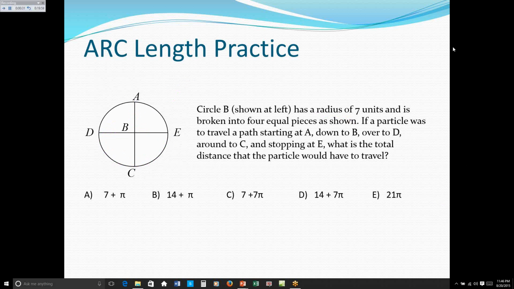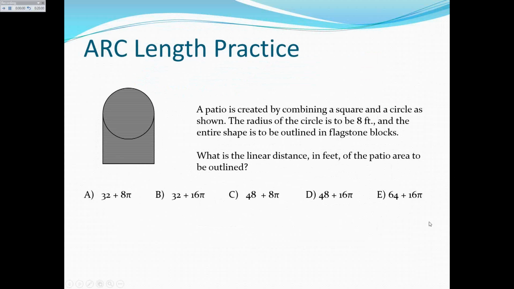I think we have just one more of these practice problems. A patio is created by combining a square and a circle as shown. The radius of the circle is to be 8 feet and the entire shape is to be outlined in flagstone blocks. All right, so let's get our bearings here. They said that the radius of that circle is to be 8 feet. So let's start right here with the radius.